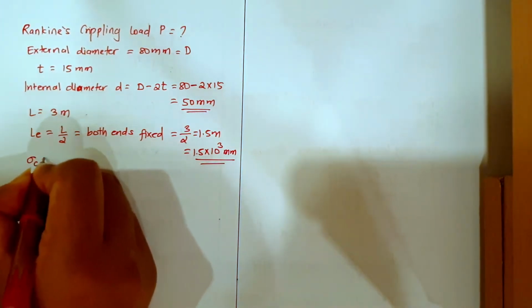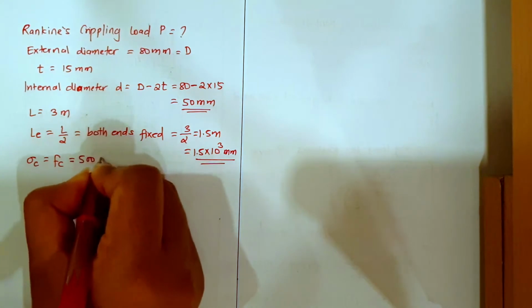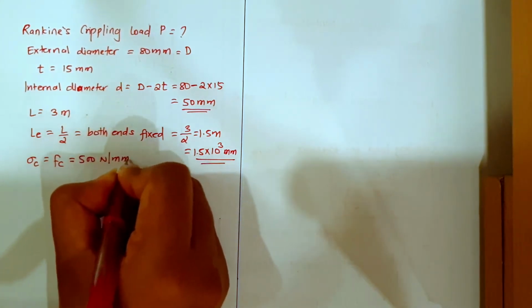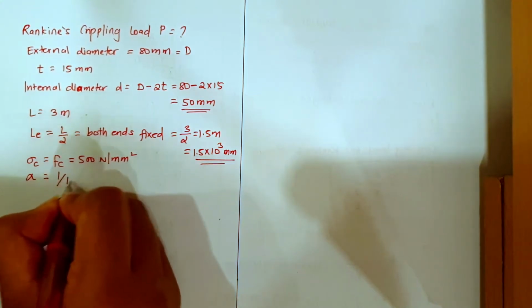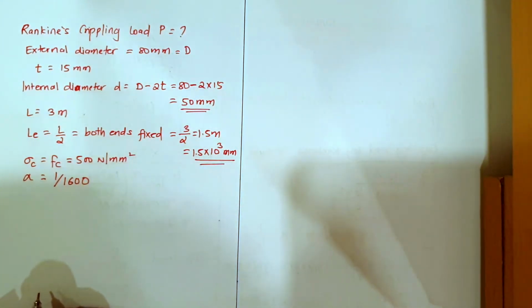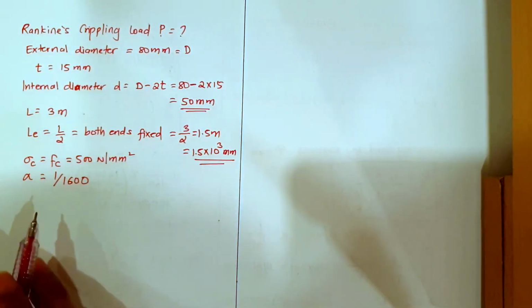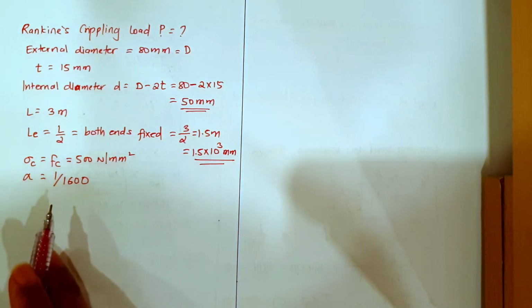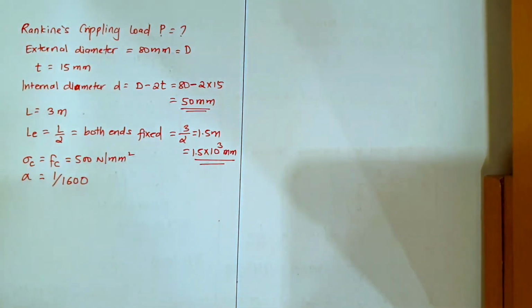Sigma c, which is equal to Fc, is given equal to 500 Newton per mm square, and value of alpha is given equal to 1 by 1600. Now by using the Rankine's formula, let us find the value of P. So before we find the value of P, we need to find moment of inertia, area, and radius of gyration, right? So let us first find area.